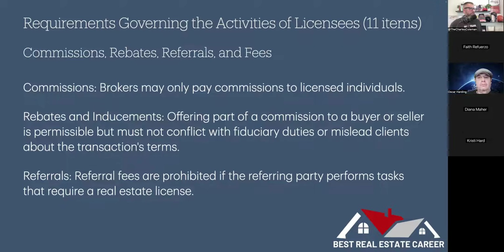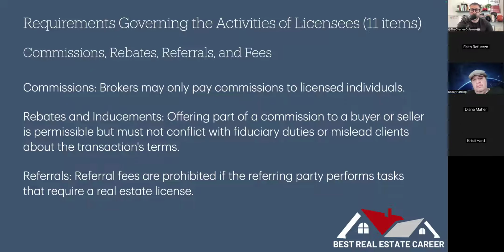So then we've got commissions, rebates, referrals, and fees. You are allowed to pay a commission only to people that are licensed. Brokers are the only ones that are allowed to get a commission. Anything else, like an auctioneer, someone doing something like that, does not qualify to get a commission. They can get paid a flat fee. It can't be a success fee, but they could get paid for actually doing some kind of service, but they can't get a percentage of the proceeds.